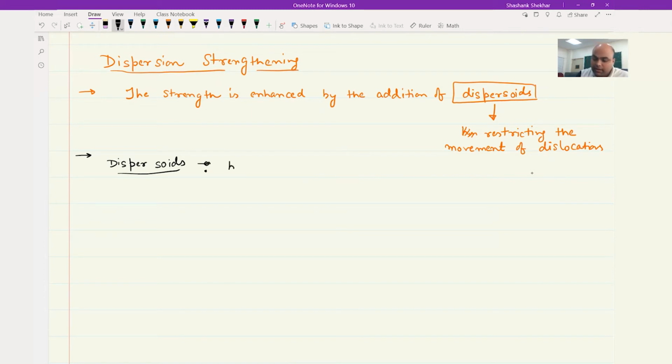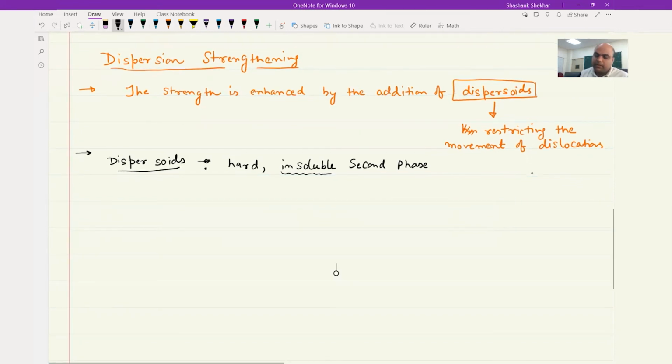So they are hard and insoluble second phase. Okay. So I will tell you what I mean by insoluble second phase. Okay, so now let's consider the difference between precipitates and dispersoids, right?